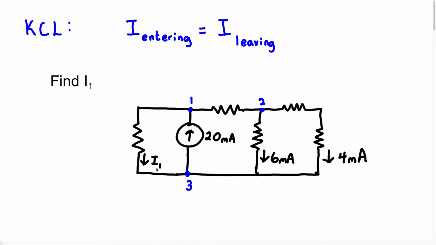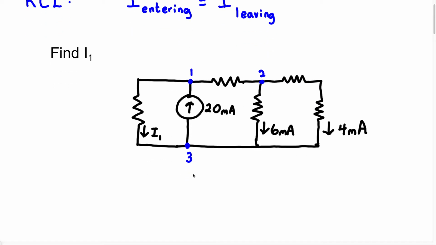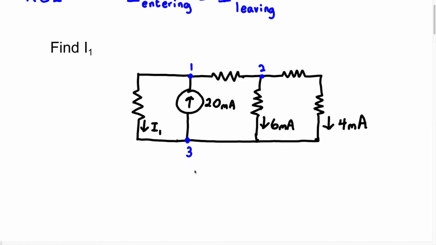Alright, so now we have to use KCL at one of these nodes to find the current I1. So because I see where I1 is, which is right here, I know I1 is going to be between node 1 and node 3. So I have two options. I can either take KCL at node 1 or KCL at node 3. For this particular example, I'm going to take KCL at node 3. So when I set this up now, I'm going to write KCL at node 3.